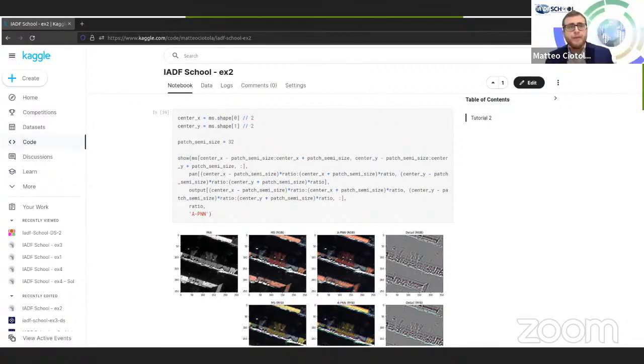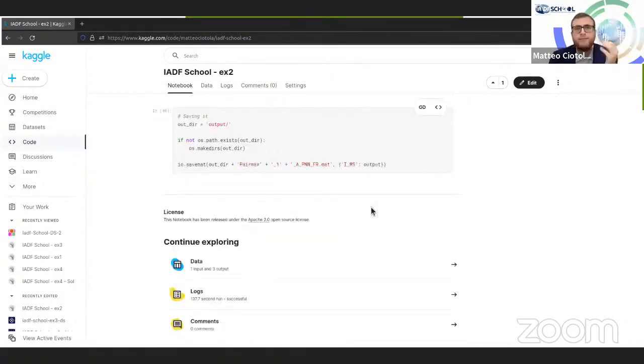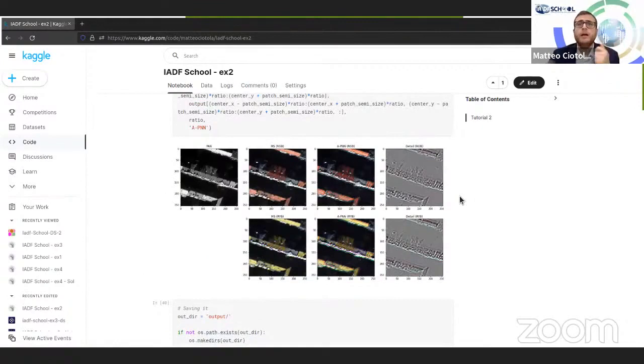Okay. But why does this behavior emerge? It depends on several factors. One is surely the depth of our architecture. Another aspect could be the hyperparameters used, and in this case, we have set them randomly. And finally, it could also be a dataset problem.